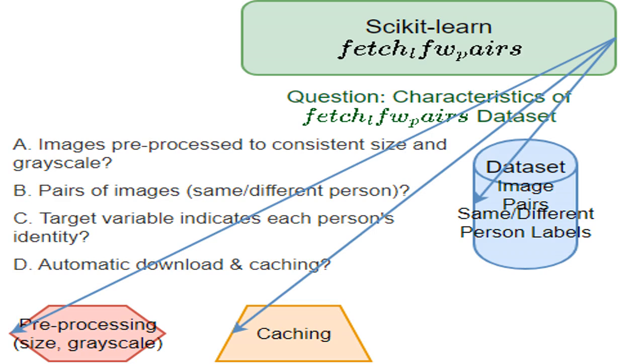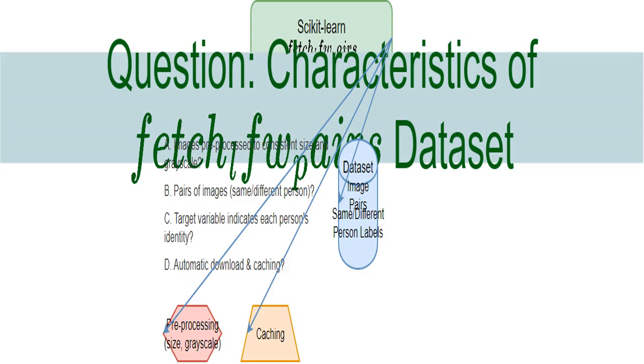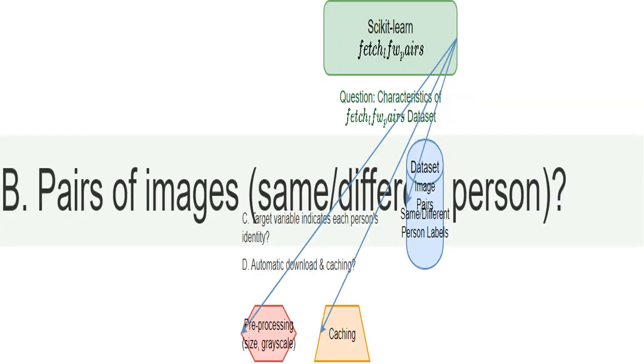I'm talking about the fetch_LFW_pairs function from the Sklearn library. It's a really useful tool for getting a dataset of face images. This question tests your understanding of the fetch_LFW_pairs dataset and what it can do. One cool thing about fetch_LFW_pairs is that it automatically downloads the data and saves it for later use. You don't have to download it again and again.